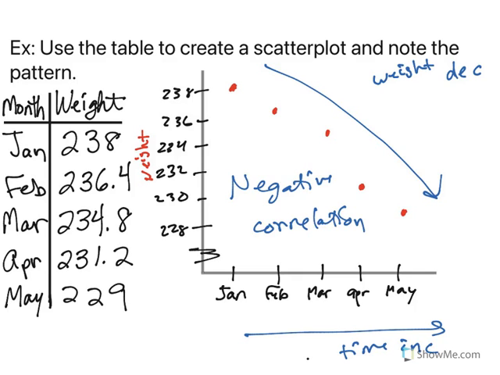A negative correlation is when one piece increases, the other piece decreases. That's the idea. And again, you can see that pattern by looking at the dots as they move down the screen.